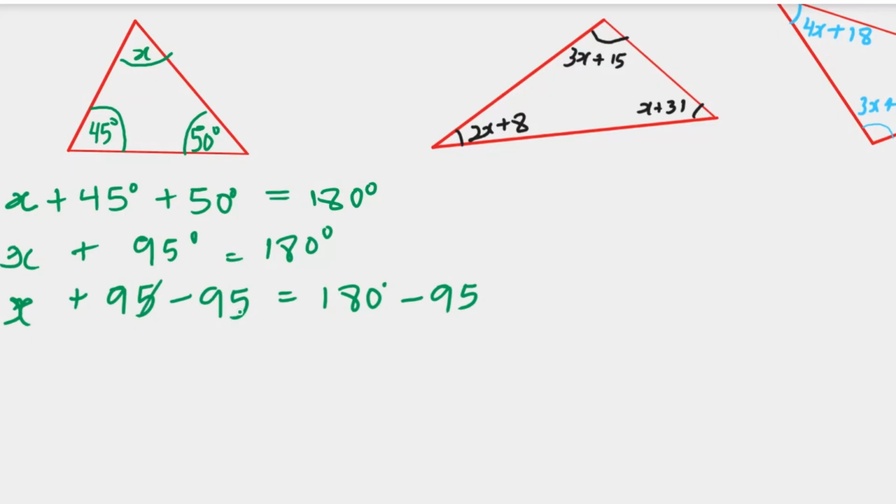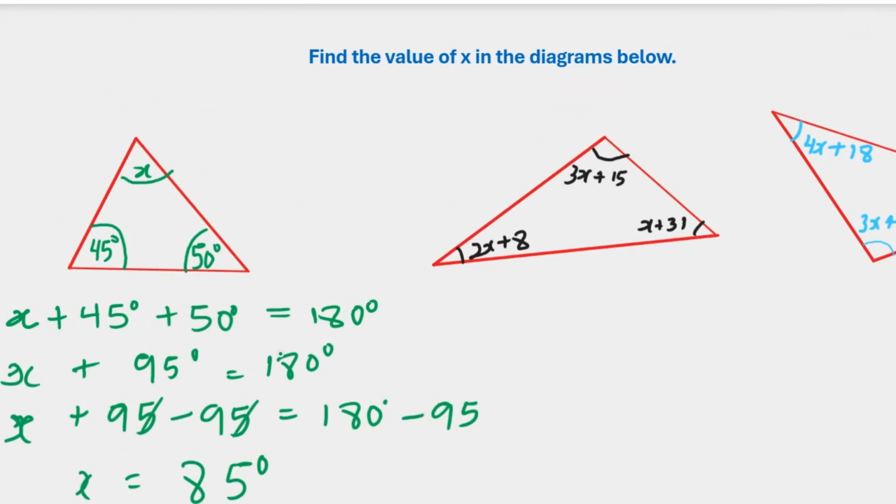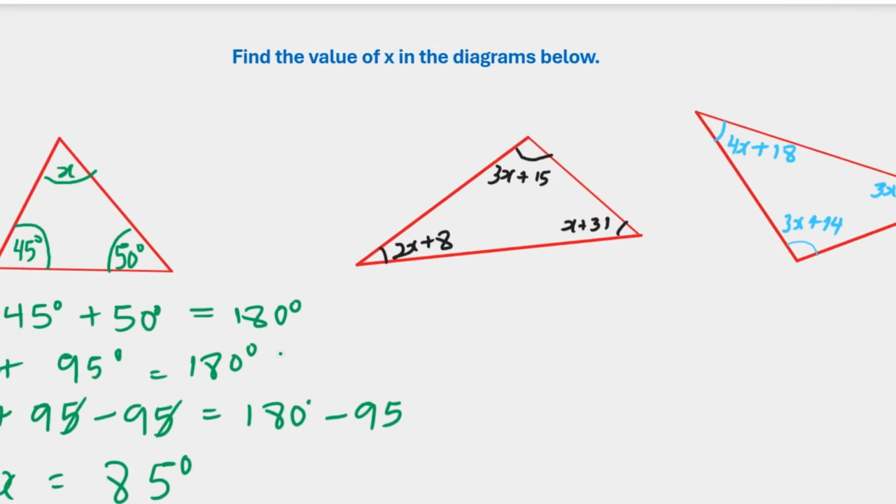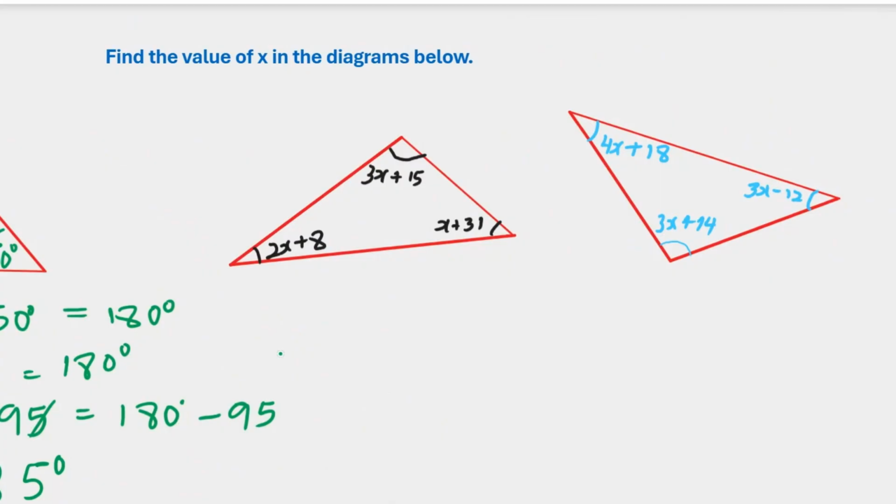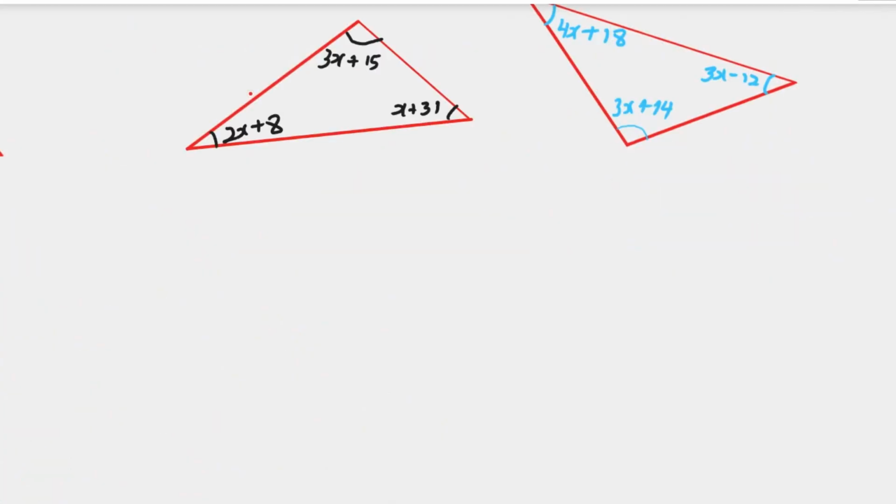So these two will just erase each other. So we have x equal to 180 degrees minus 95. And that's going to give us 85 degrees. So that's the value of x. So we have 85 degrees. So that's the value of x for the first one. Let's come to the second one. So that's the next diagram. We have to find the value of x in this one too.